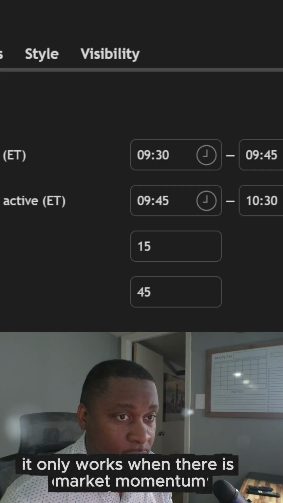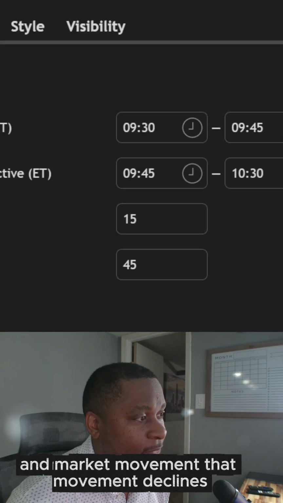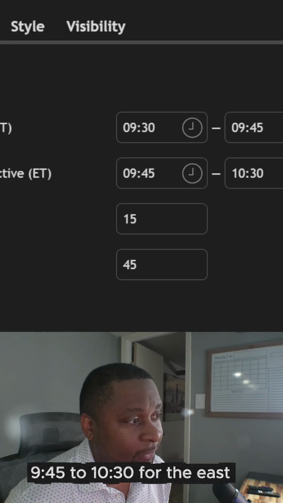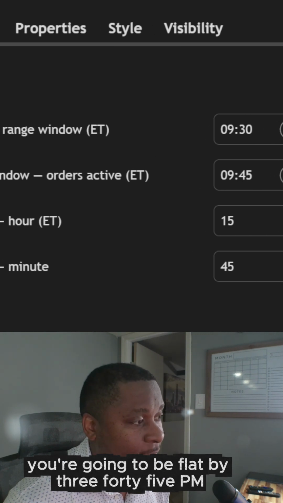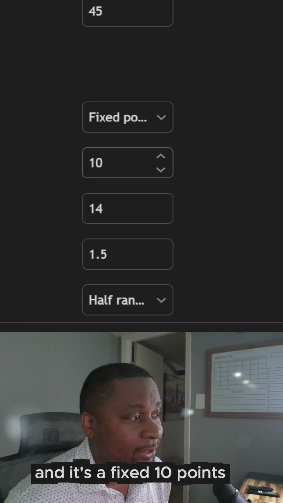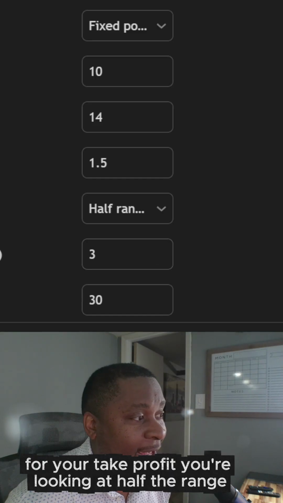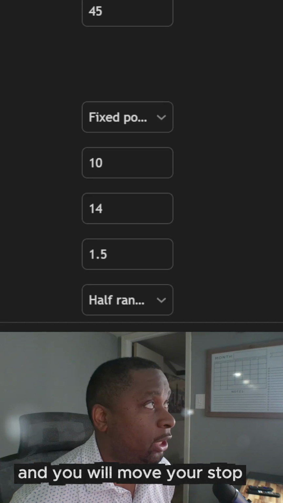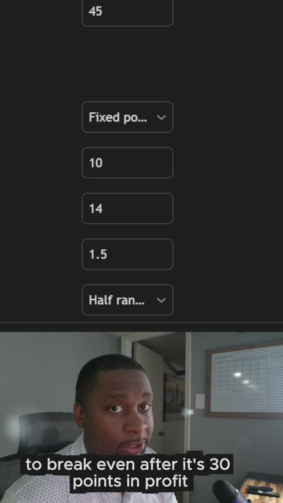It only works when there's market momentum and market movement. So again, time frame 9:30 to 9:45 Eastern for the ORB, 9:45 to 10:30 for the entry time. Only enter between those times. You're going to be flat by 3:45 p.m. and it's a fixed 10 points for your stop loss. For your take profit, you're looking at half the range, and you will move your stop to break even after it's 30 points in profit.